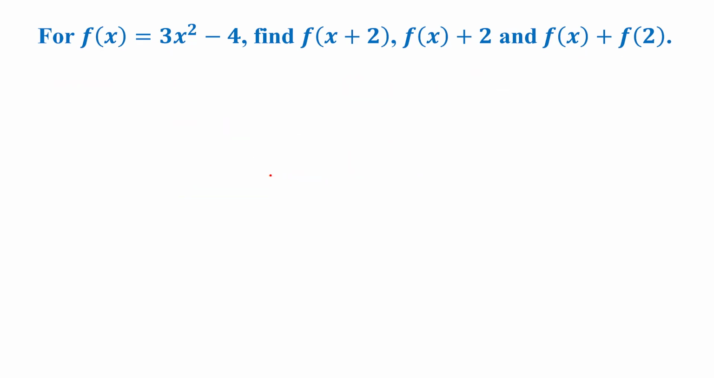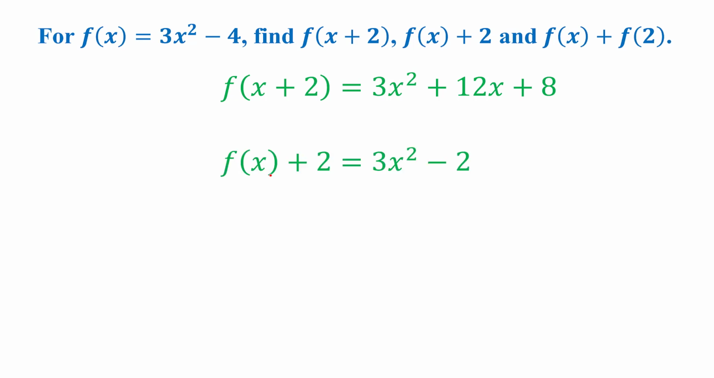Looking at all three of these functions together, f(x + 2), which is equal to 3x² + 12x + 8, f(x) + 2, which is 3x² − 2, and f(x) + f(2), which is 3x² + 4, we can see that these are all different. And so again, like with a multiplication of functions or numbers times functions, we want to be really careful of what we're doing here when we're conducting arithmetic operations on functions.